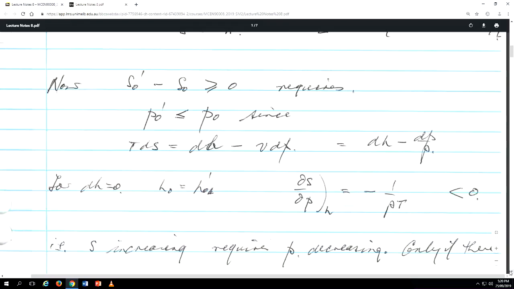Is minus 1 upon rho t. So you have a t here, and this is a 1 upon rho here. And so the s dp when this is 0 is minus 1 upon rho t. And so, s increasing, if ds is positive, then for this to be negative, the pressure has to decrease. dp, delta p has to be negative.